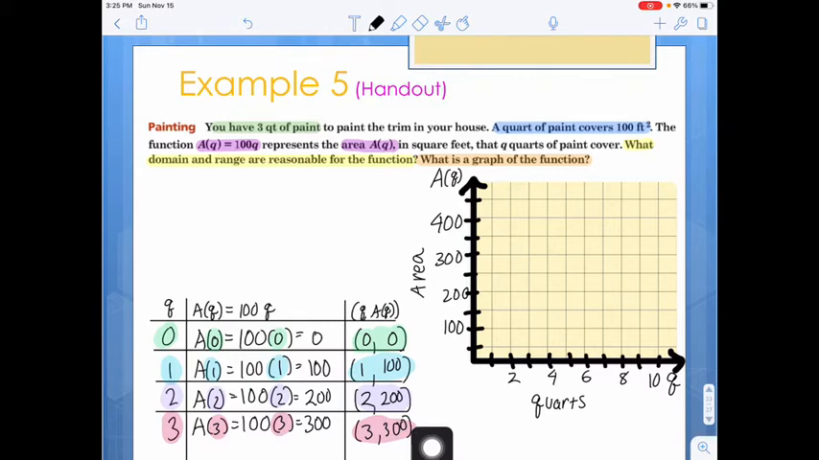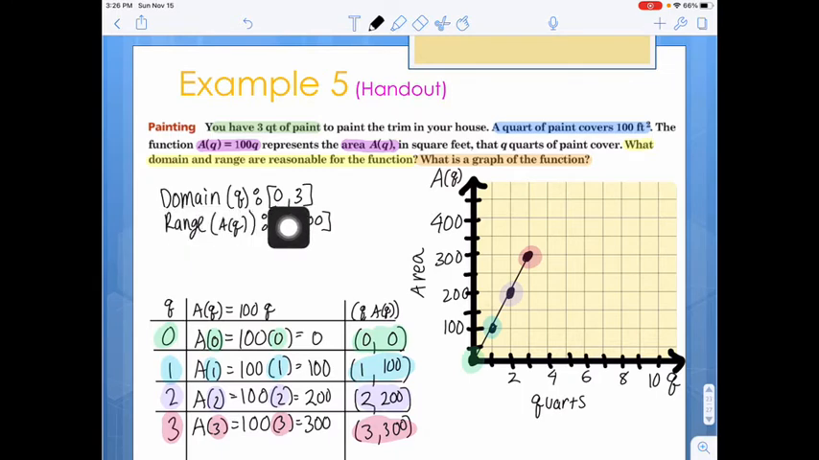So it would make sense to say that a reasonable range for this function would be from 0 feet squared if we didn't use any paint to 300 feet squared if we used all the paint. So again, our domain could be anywhere from 0 to 3, and the range can be anywhere from 0 to 300, both inclusive. Now, if we think about that when we're trying to graph, we're inputting our quarts, so we're choosing how many quarts of paint to use.